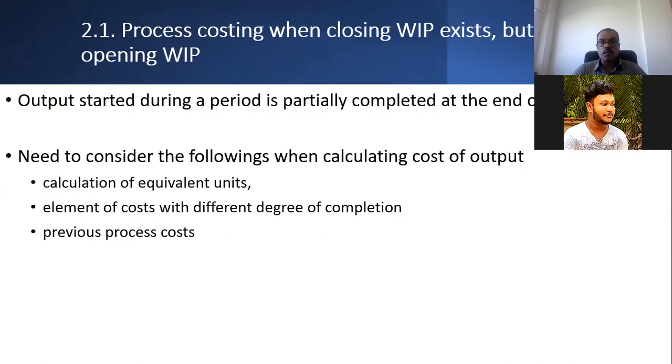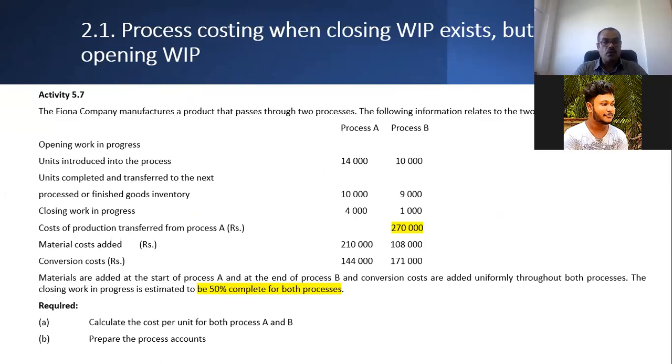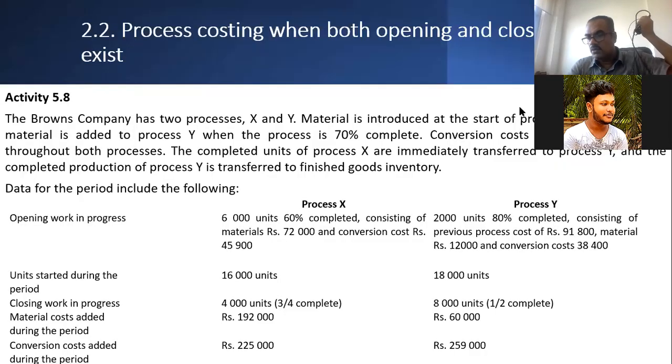So those things I explained. Quickly look at this activity 5.7. Calculate the cost per unit for both process A and process B. Process A, process B. Quickly read them. Read the information, and if you like, you can attempt. But resume the recording. Anyway, can't help.